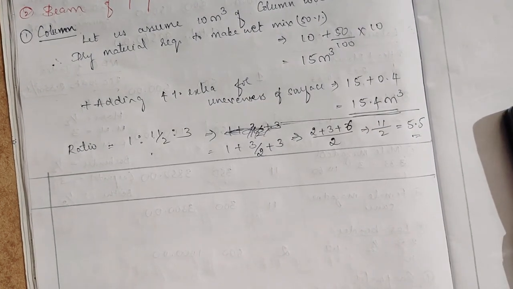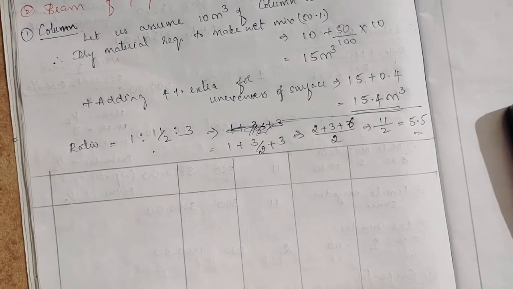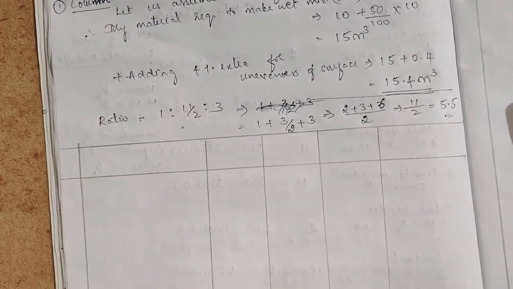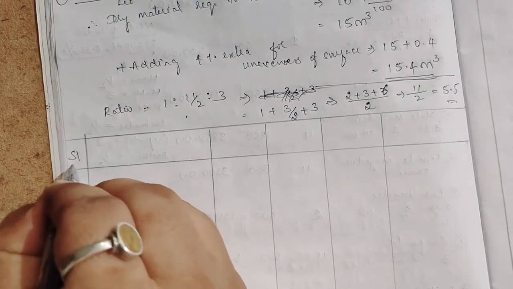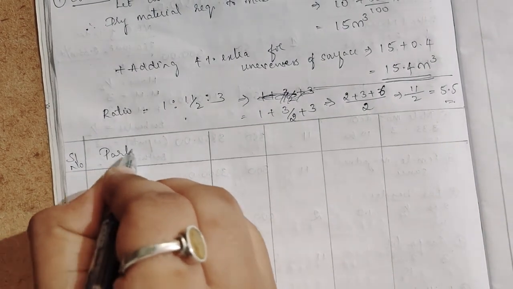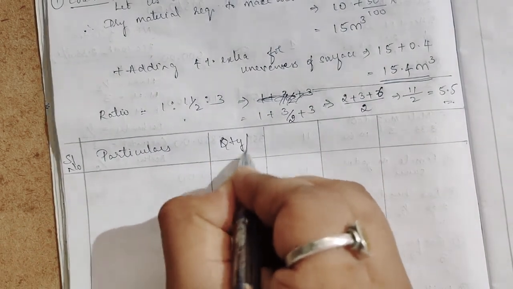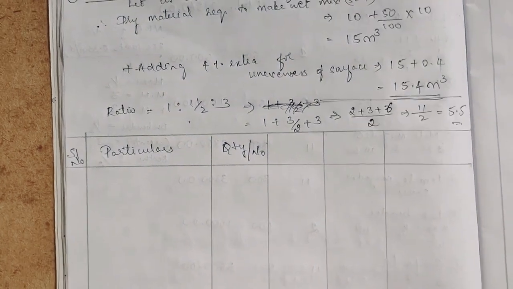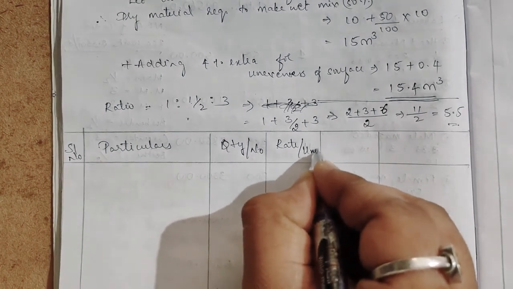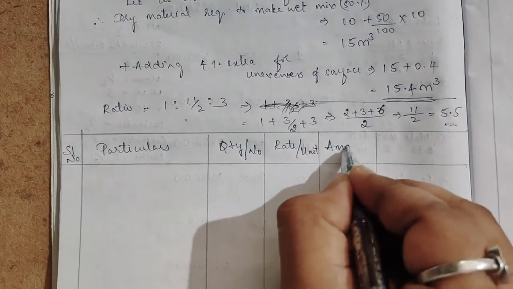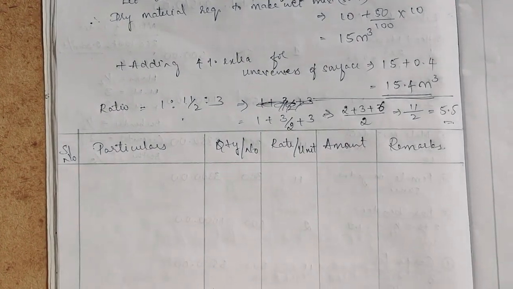So now, I didn't write the table, I'll do it on the tablet and let you know. Okay, now we got 5.5 as the total for the ratio. Now I'll make the columns: serial number, particulars, quantity or number, rate per unit, amount, and remarks. Fine.